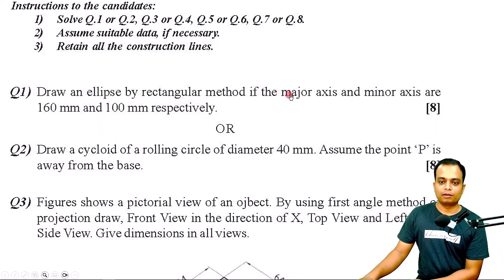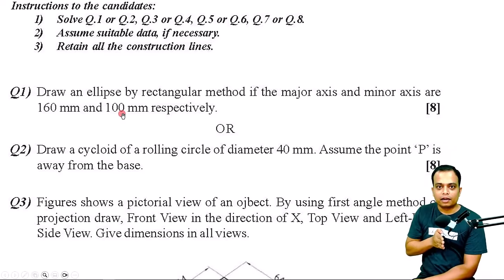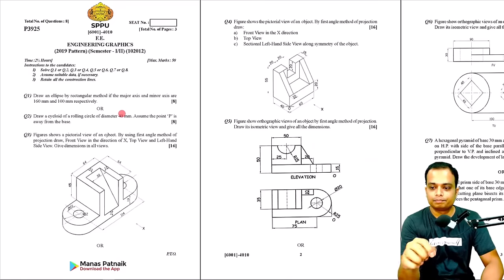Draw an ellipse by rectangular method if the major and minor axis are 160 and 100. 160 is the major, minor is 100. How do you do this? Let's go ahead.